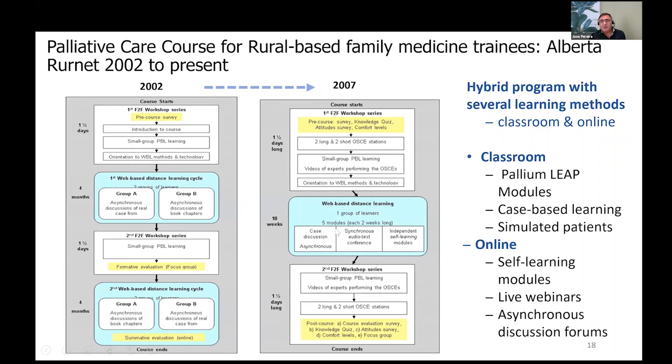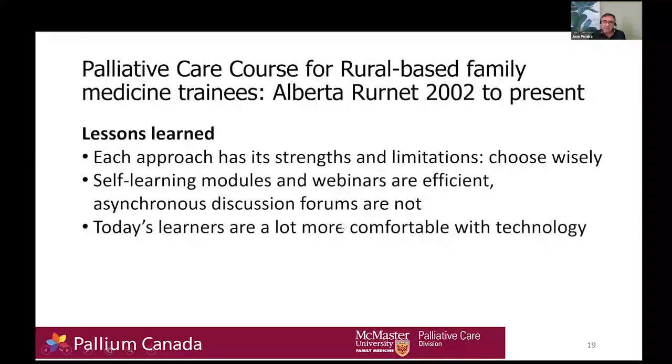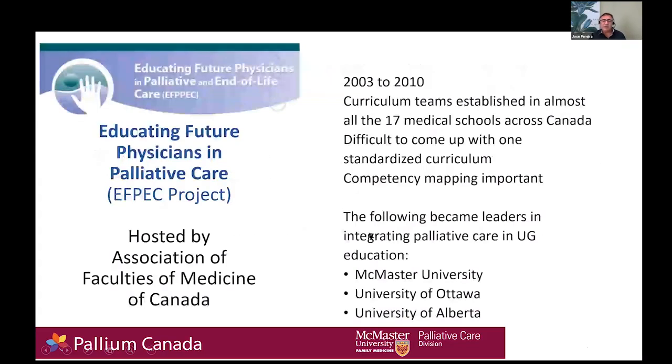We learned from these that it can make a difference. You can change knowledge, attitudes and comfort levels, but you do need face-to-face learning with simulations or OSCEs, objective structured clinical encounters, and simulated patients to learn the skills, the motor skills.